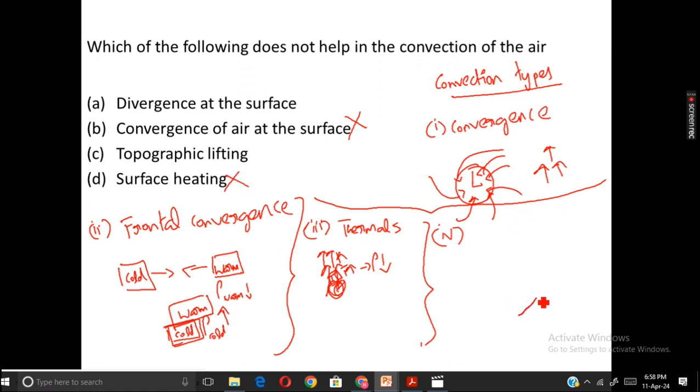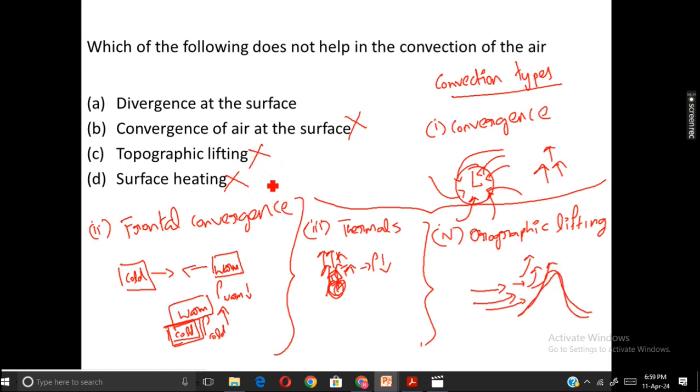Fourth one is topographic lifting, orographic lifting. Orographic lifting: suppose the air is coming like this and it encounters a barrier. Topography means something at a higher altitude. So it is blocking the air. As the air reaches here, it will start going up since it doesn't have any other way to cross. This will also lead to convection. So this is also not the answer.